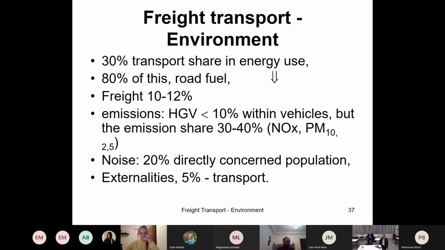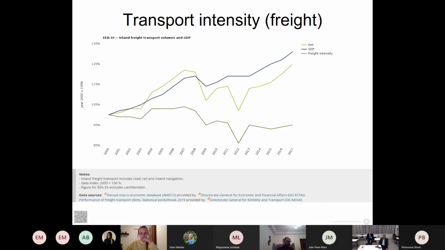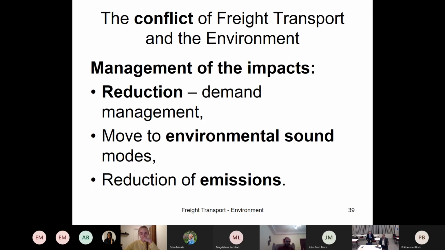These are the impacts, shortly summarizing again: environmental impacts, first of all, on the side of freight transport. This is the intensity on European level, development of GDP and development of freight transport, plus the efficiency or intensity of the freight issues. The three directions of management, which is more or less characteristic of other fields of environmental management: reduction of demand, as we discussed before, demand management; move to environmentally sound modes; and the technical solutions, technical directions, reduction of emissions on the field of freight.